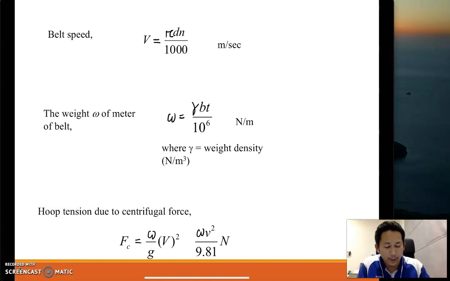The belt speed is pi d n over 1000. Omega equals gamma times b width times thickness, where gamma is the weight density. The centrifugal tension Fc equals omega over g times v squared, the speed squared.